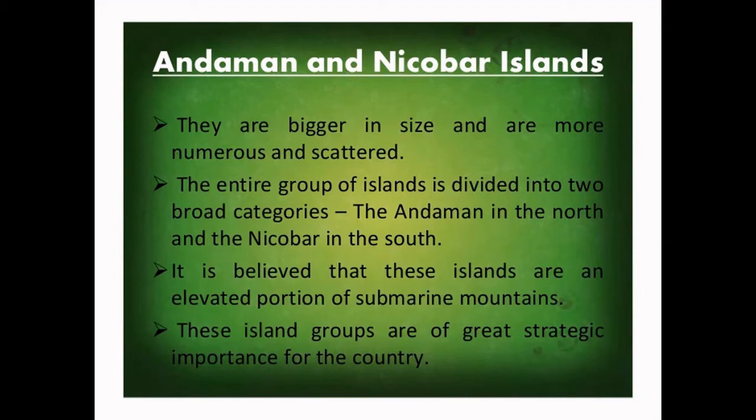So Andaman and Nicobar Islands are bigger in size and they are more numerous and scattered. The entire group of islands is divided into two broad categories, the Andaman in the north and the Nicobar in the south. It is believed that these islands are an elevated portion of submarine mountains. These island groups are of great strategic importance to our country.